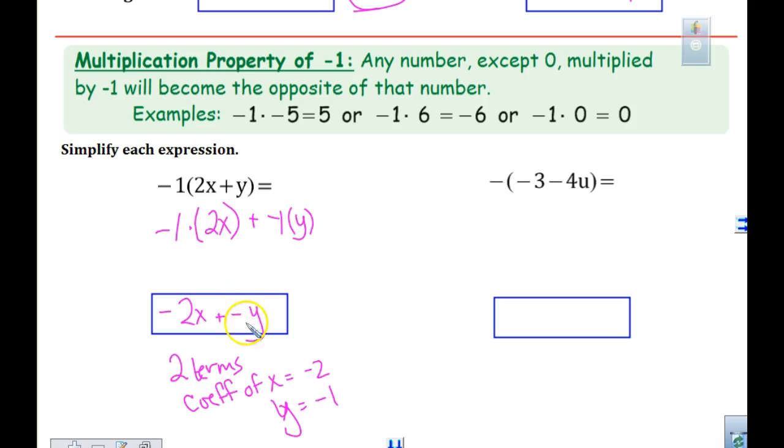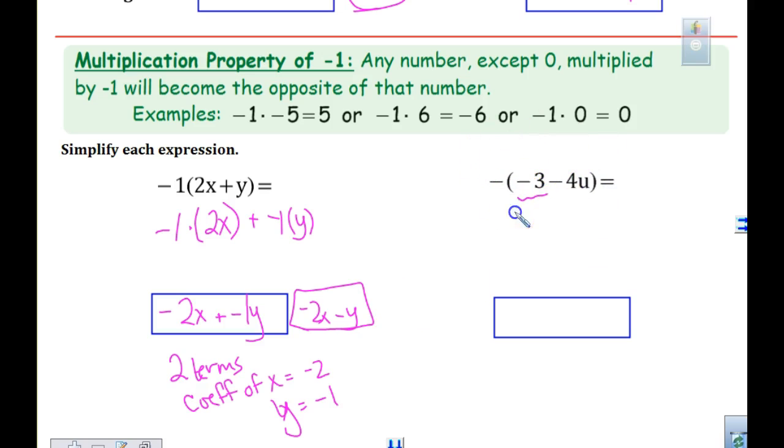So for some of you, if you like putting this -1 in here, I will never mark that wrong. But if you want to just put -2x minus y, that would be correct also. Okay, so I just want you to be aware that both these answers would be right. So again, this is going to change everything to the opposite.